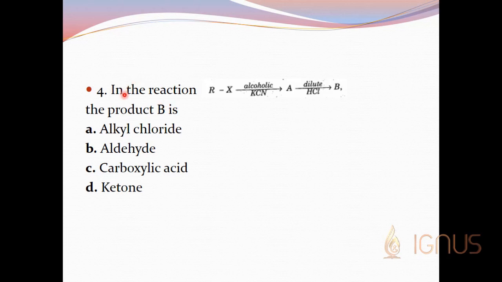Question number 4. In the reaction given, the product B is option A alkyl chloride, option B aldehyde, option C carboxylic acid, and option D ketone.